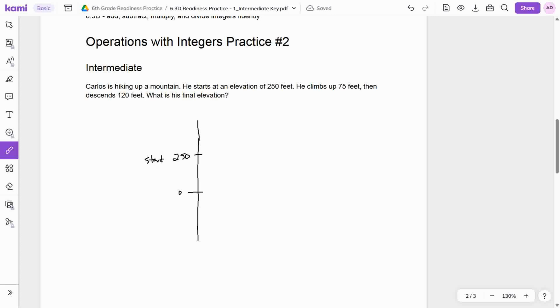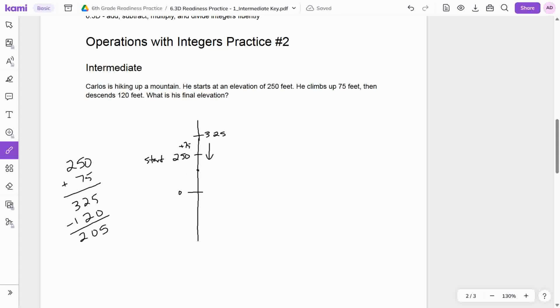He climbs up 75, so plus 75 is going to get him up to there. So what is 250 plus 75, right? That is going to be 325. So now he's at 325. And then he descends. This means he comes down 120. So we need to take away 120, and that's going to be 205. So he's going to end up lower than where he started.